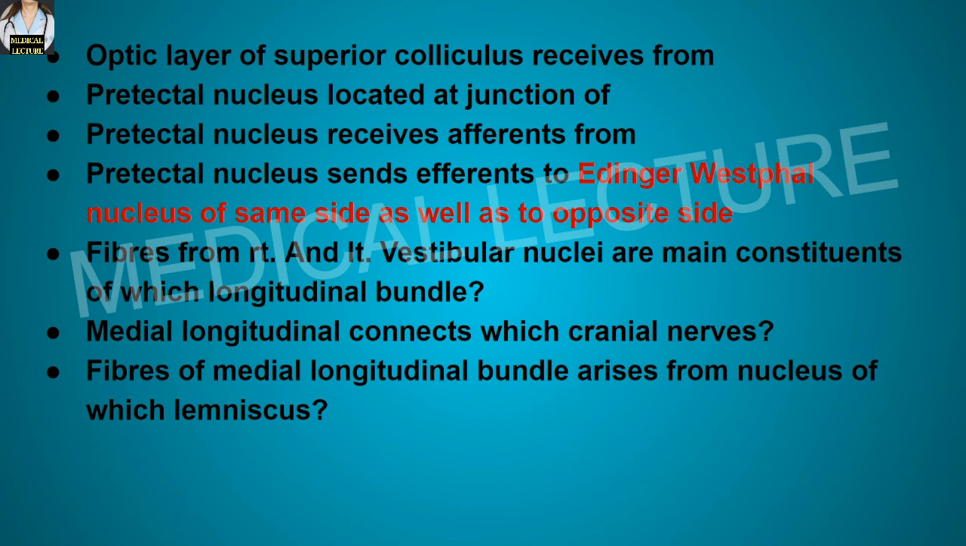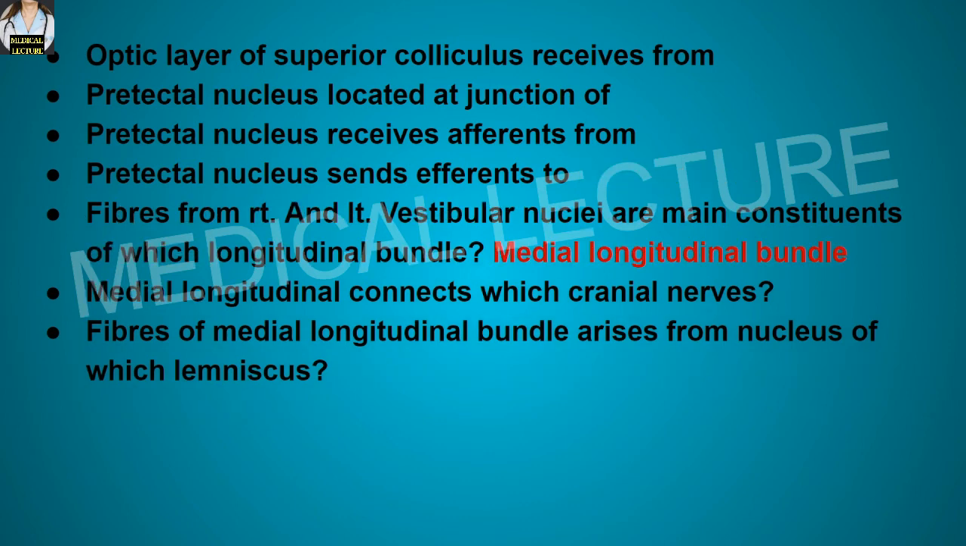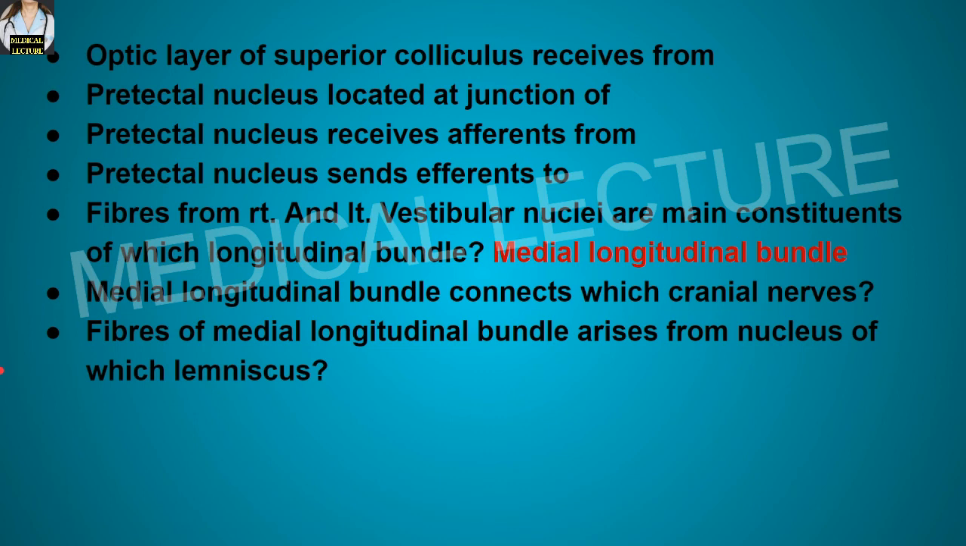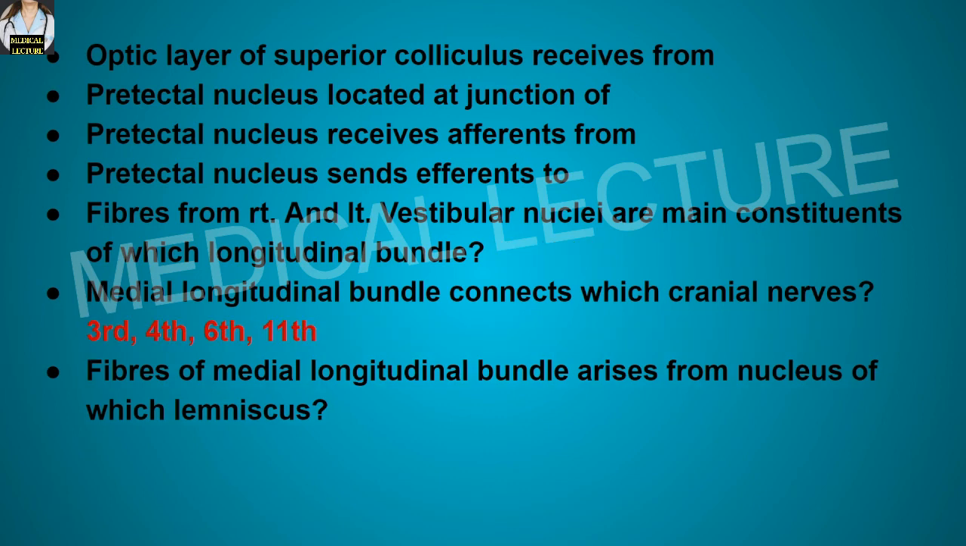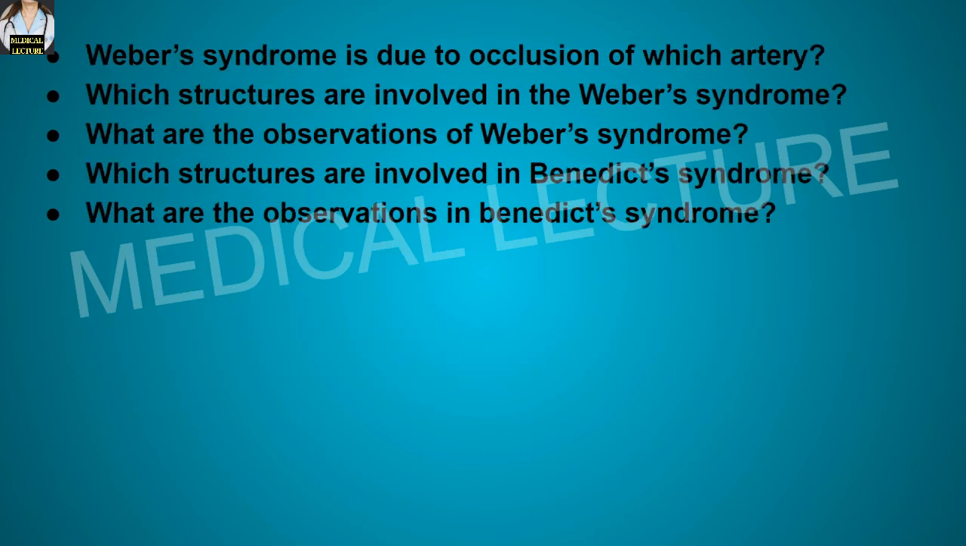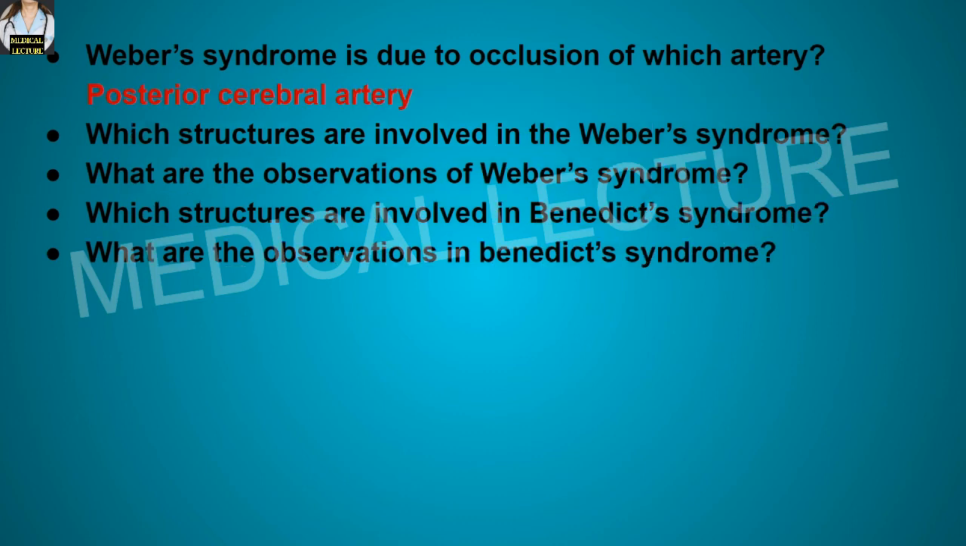Fibers from the right and left vestibular nuclei are the main constituents of which longitudinal bundle? Medial longitudinal bundle. Medial longitudinal bundle connects which cranial nerves? They connect the 3rd, 4th, 6th and 11th cranial nerves. Fibers of the medial longitudinal bundle arise from the nucleus of which lemniscus? Lateral lemniscus.